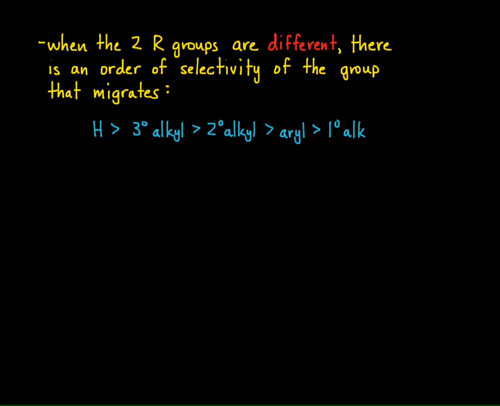And then you have primary alkyl groups and then a methyl group. So the methyl group would be the last one to migrate. And if you have a methyl ketone, that methyl group is never going to migrate, right? Okay, so let's take a look at a couple of examples.